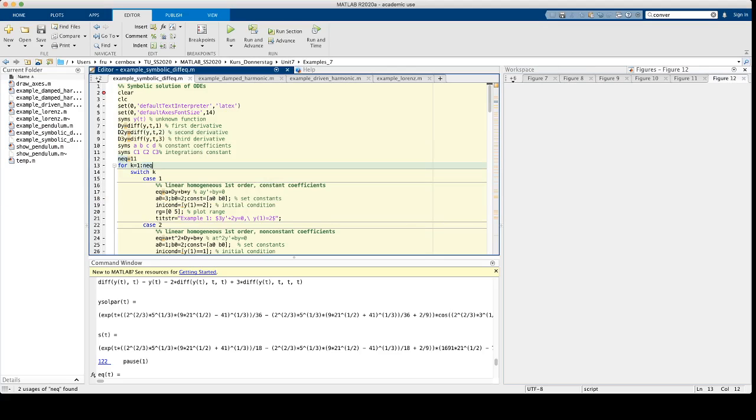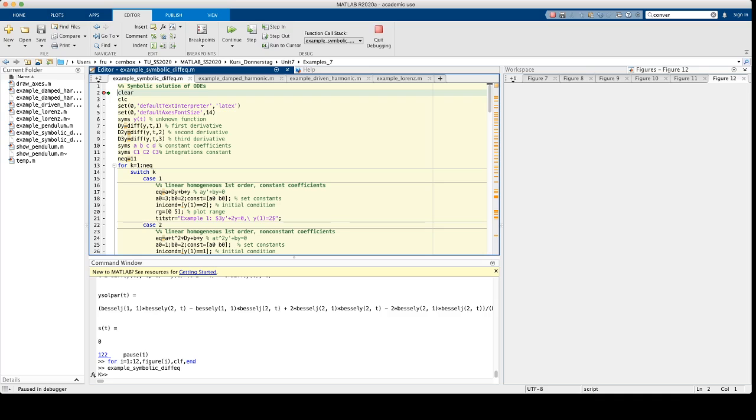In this video, I talk about the symbolic solution of ordinary differential equations, or ODEs. It is based on my example script example symbolic diff. Let's start by putting a breakpoint in line 2, and now we are ready to start the script.